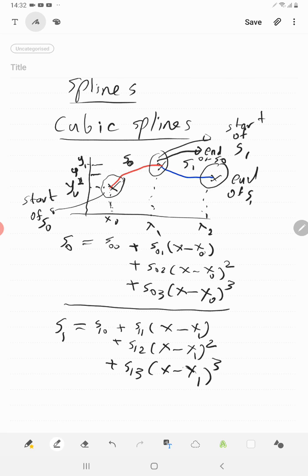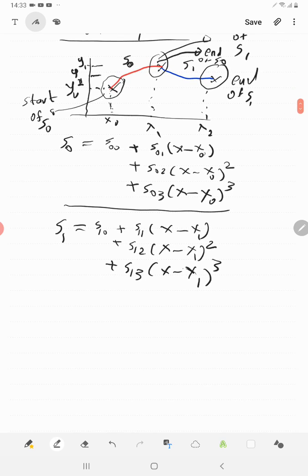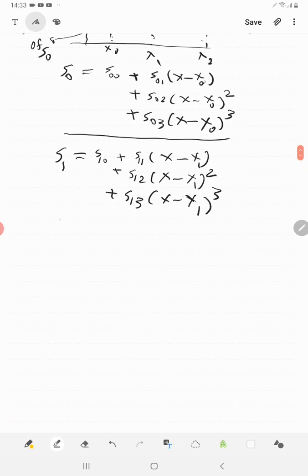Now, if you look carefully at these two segments, each segment S0 or S1 has 4 parameters we have to calculate. The unknowns for S0 are 0, 1, 2, 3, that is 4, and for the second segment S1 it is also 4. So a total of 8 parameters we have to determine. How do we determine these 8 parameters? We need 8 equations, because each segment has 4 parameters. How do we do that? Let's see.